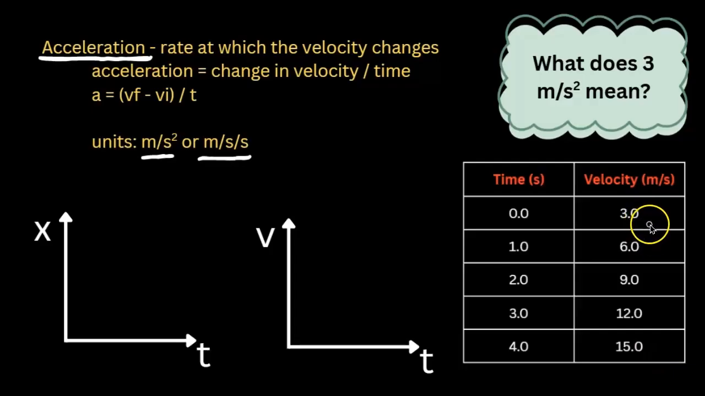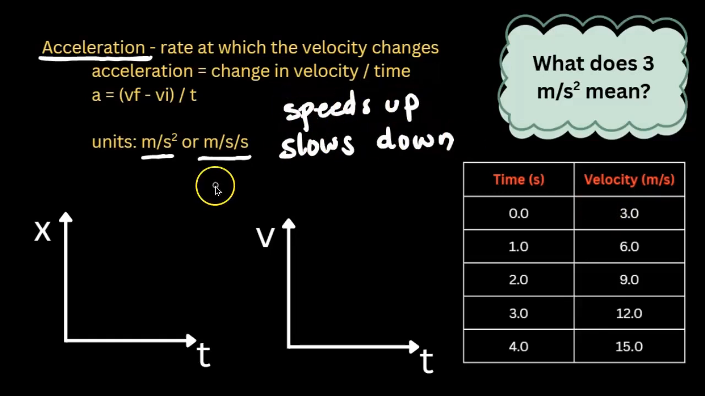Notice that each second, the velocity increases by 3 meters per second. That's what 3 meters per second squared means. It means that every second, the velocity changes by 3 meters per second. Now, when we say acceleration, it means that the object is either speeding up or slowing down or changing direction. Now I want to show you an example of an object that's accelerating.